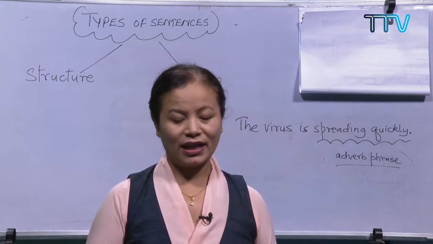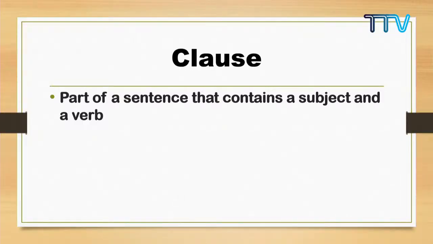Okay, look at the slide. Clause: a part of a sentence that contains a subject and a verb. So what you need to remember is a clause is a part of a sentence. It means this is there in a sentence. By now, I assume all of you know what a subject is and what a verb is, isn't it? So a part of a sentence that contains a subject and a verb is called a clause.